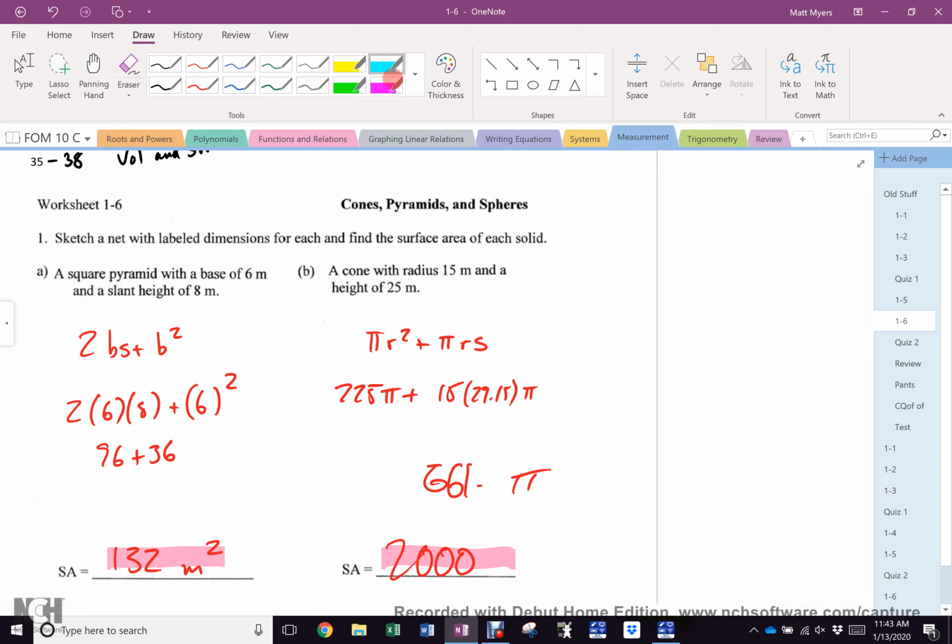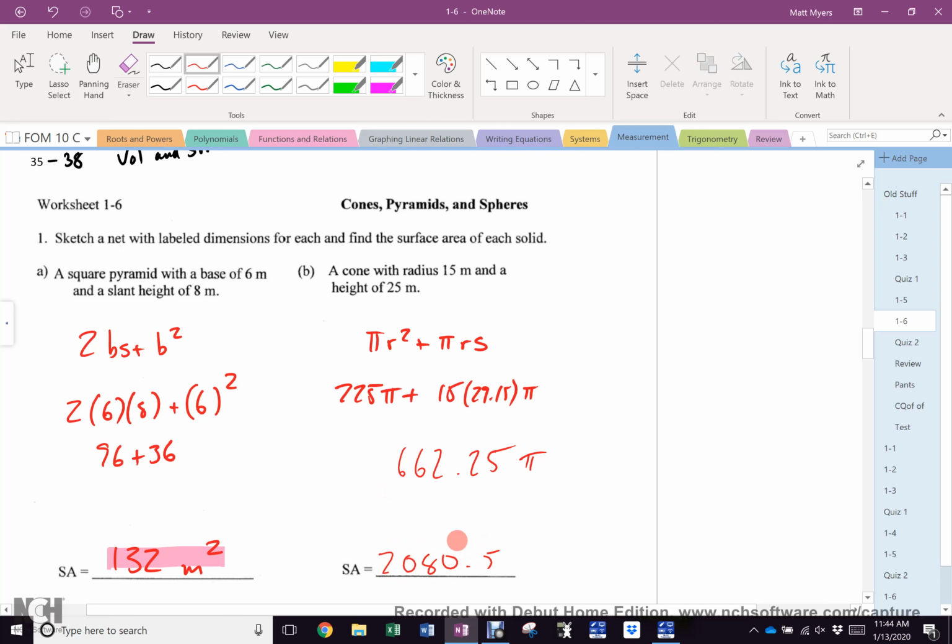This answer here should really be, if you did that, you probably have 662.25 pi. That's probably what you have. And then this, you probably have 2080.5, depending on which one you did. I don't really care either way.